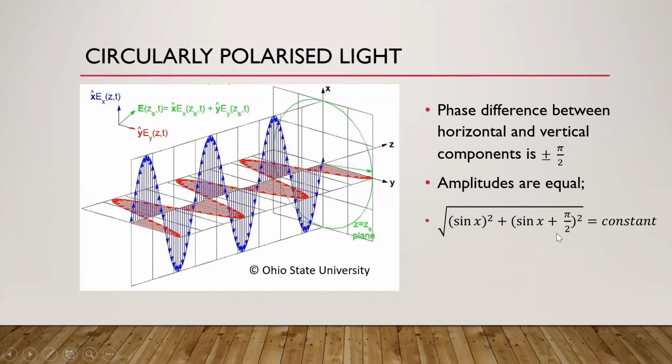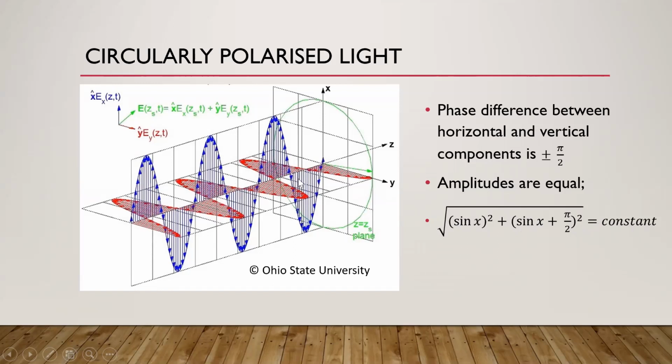And if they're out of phase by pi over 2, then this formula here describes it. So we've got sine of x squared plus sine of x plus pi over 2 squared, the pi over 2 being the phase difference. And that term will always be constant. So no matter what point we are in the phase or along the wave, the amplitude will remain constant. And the orientation of the polarization will change according to the position along the wave that we are.